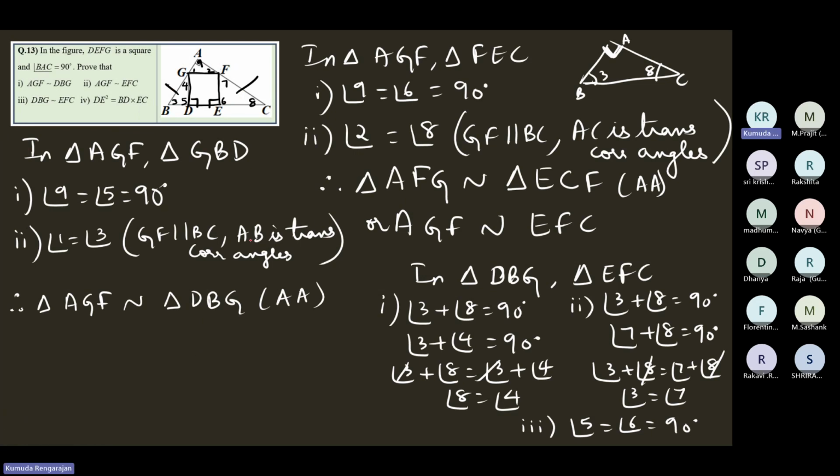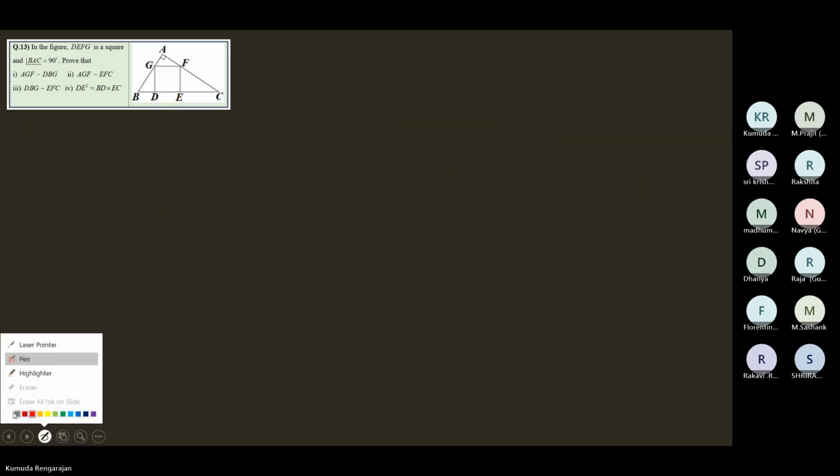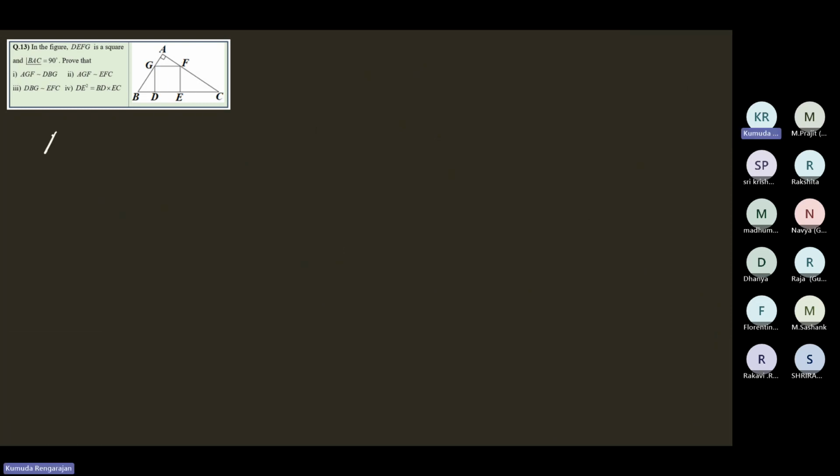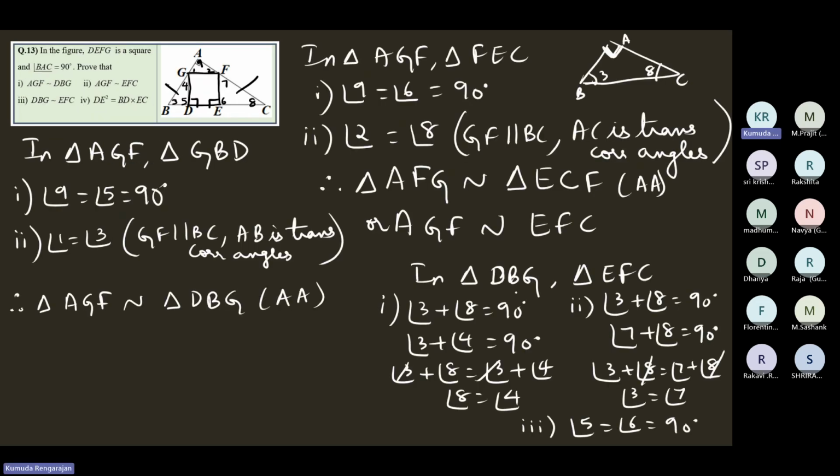So the order will be, if you say triangle GBD is similar to triangle... So G is what? Angle 4. GBD, you're writing 435. So 4 is equal to 8, 3 is equal to 7, and 5 is equal to 6. So if you write 435, you must write 876. So CFE.